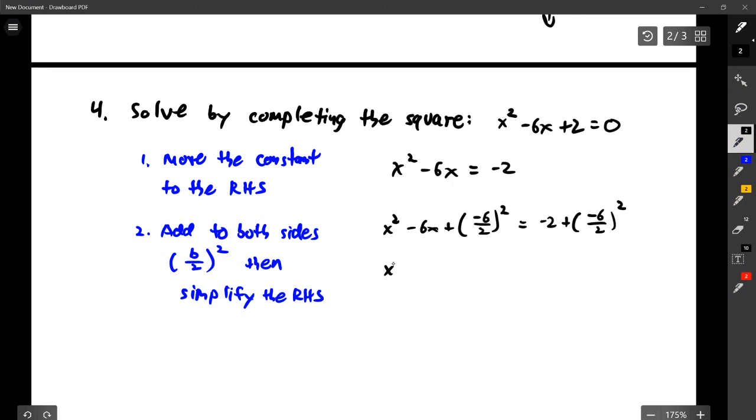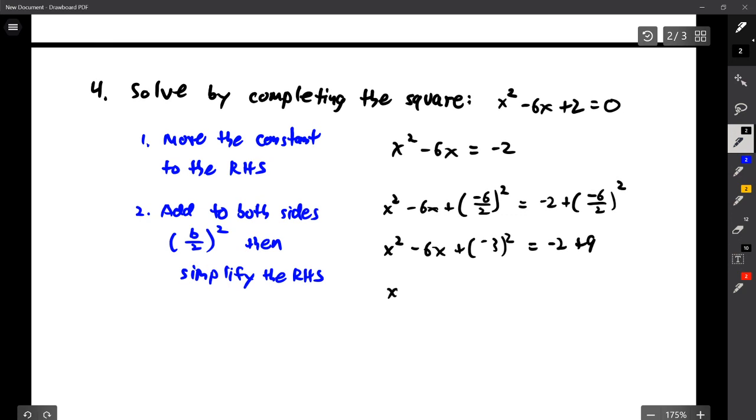So this is the same thing as x squared minus 6x plus, now I'll just go and say negative 3 squared equals negative 2 plus 9. So what does that give us? That gives us x squared minus 6x plus negative 3 squared equals negative 2 plus 9 is 7.